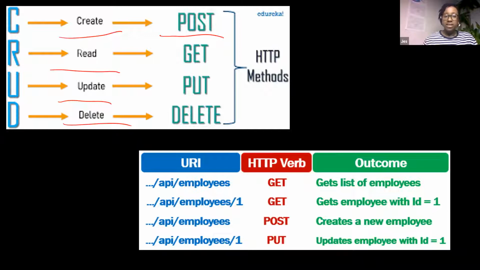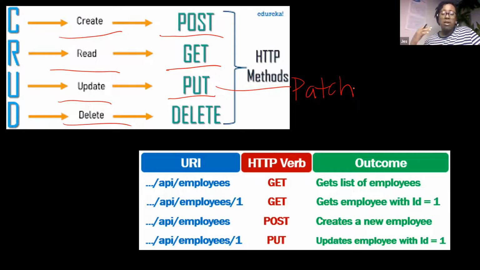If we want to read something, the HTTP action is get. And if we want to update something, the HTTP action verb is put. Or sometimes you can say put and you can say patch. Put something or patch something. And then of course, delete. The HTTP verb is going to delete it.